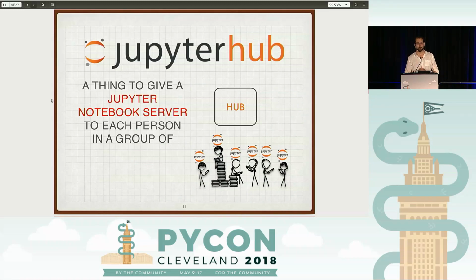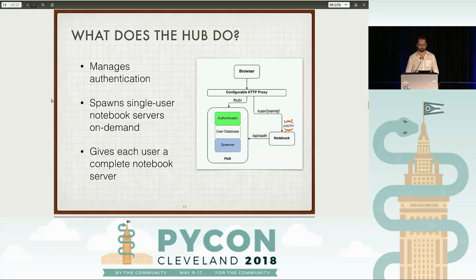What I would like to do, though, is give a Jupyter server to many people. Everyone who logs in to pangeo.pydata.org gets their own Jupyter notebook server that's independent from everyone else. They have their own software environment, their own home directory. And JupyterHub handles all that for me.